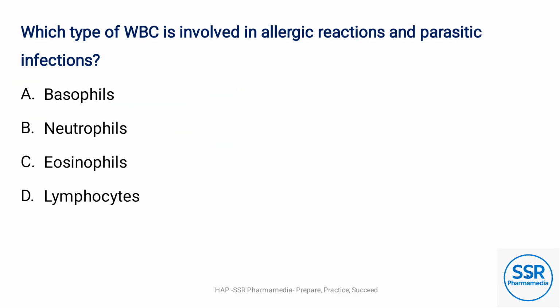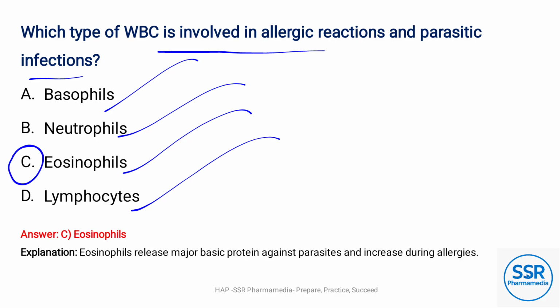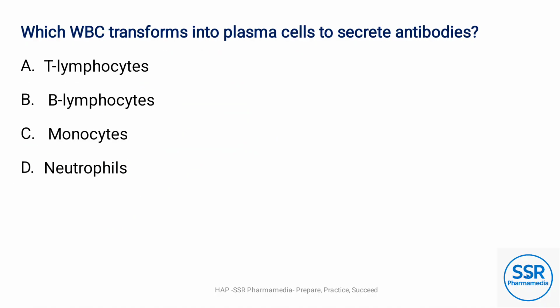Next, which type of WBC is involved in allergic reactions and parasitic infections? Option A, basophils. Option B, neutrophils. Option C, eosinophils. Option D, lymphocytes. So the answer is option C, eosinophils. Eosinophils release major basic protein against parasites and increase during allergies.